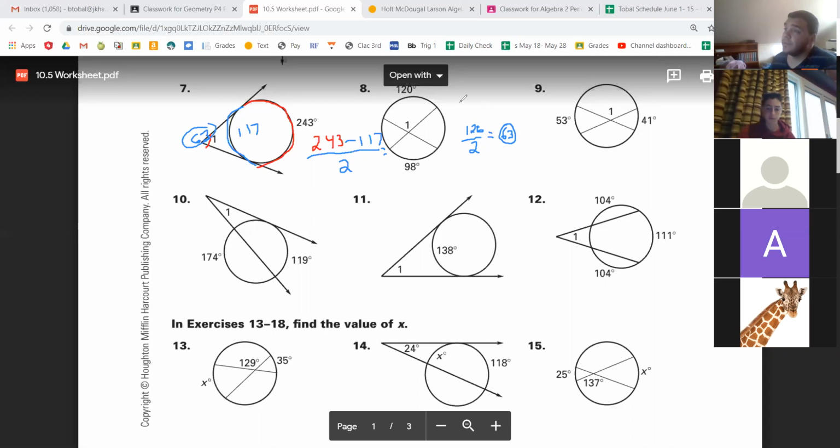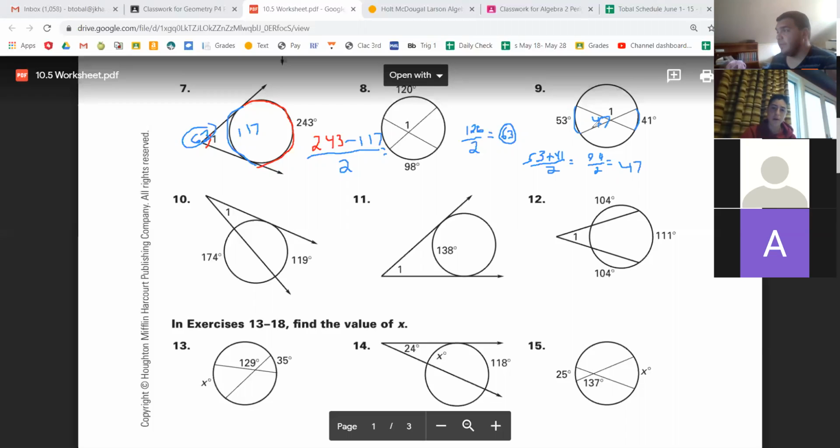Okay. Let's go to number 9. Again, we're looking for the inside angles. But since they give us this arc and this arc, when we do the average, we're going to have to find this one right here on the inside. So first, let's do that. Let's find the inside angle right there. So 53 plus 41 all over 2. That's going to be 94 over 2. Divide that by 2, 47. So this one right here, this inside angle, very important, the inside angle is 47.